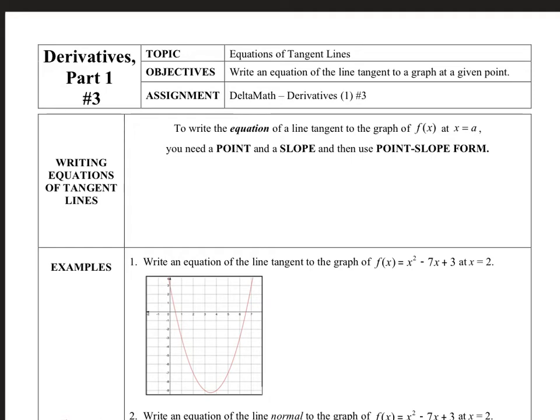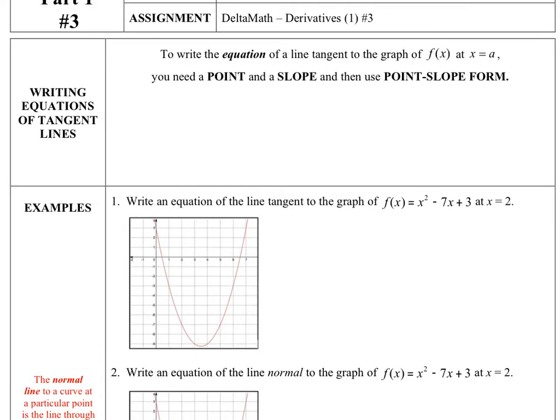Derivatives number 3 is about how to write equations of tangent lines. What we've done up to this point is we found the slope of a tangent line. So now we're going to be taking it one step further and writing an equation. It will be very useful for you if you remember this point-slope version of a linear equation.